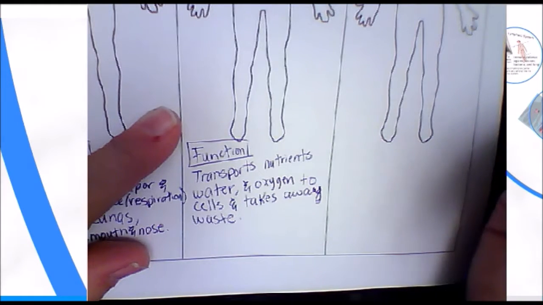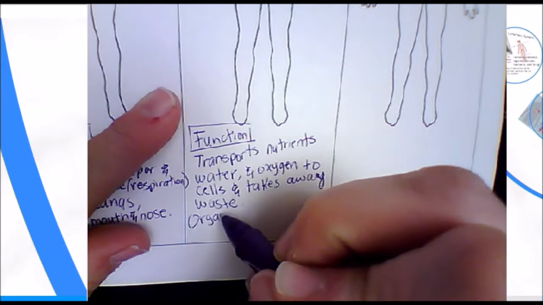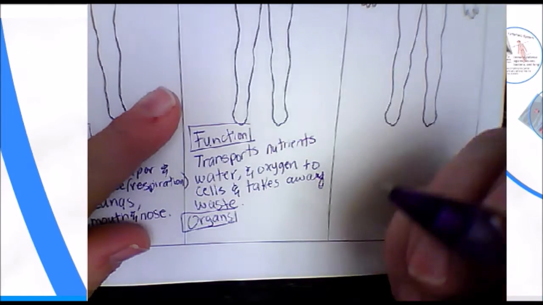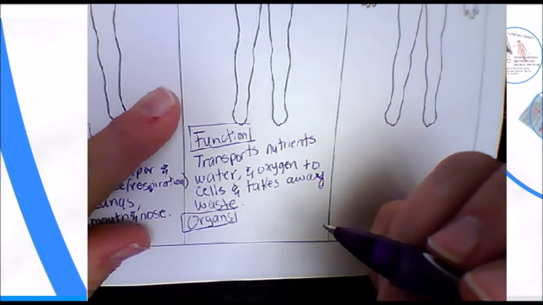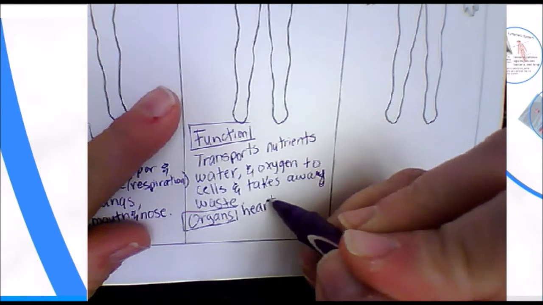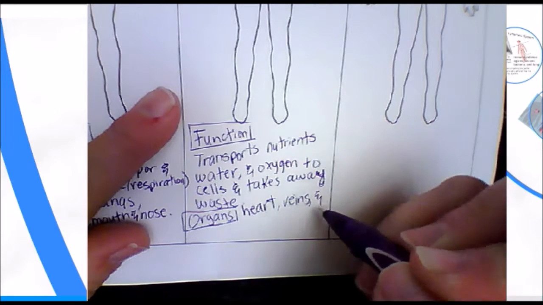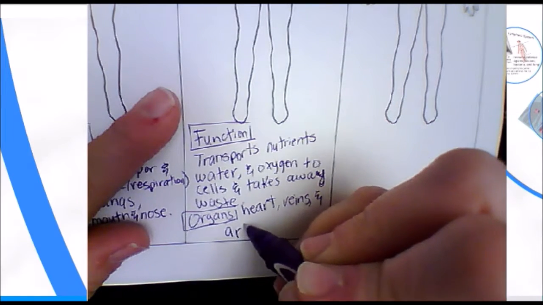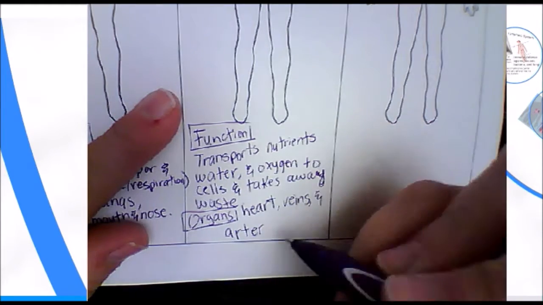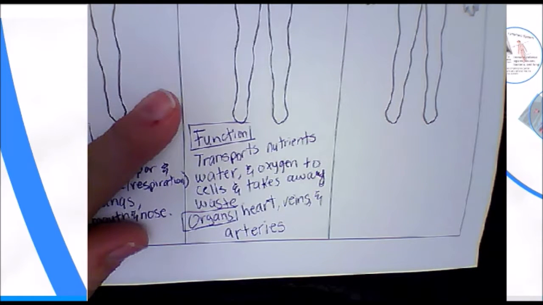All right, so our major organs here are the heart, and then our veins and arteries, A-R-T-E-R-I-E-S, arteries. Almost looks exactly like it's spelled.